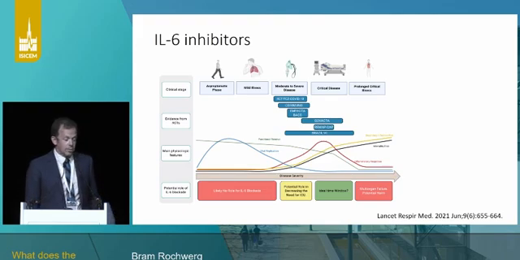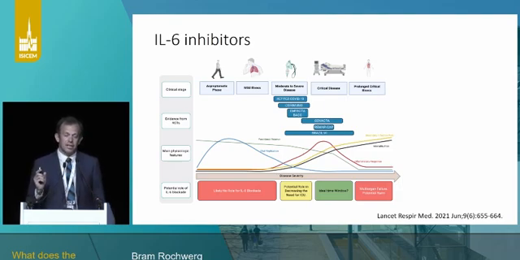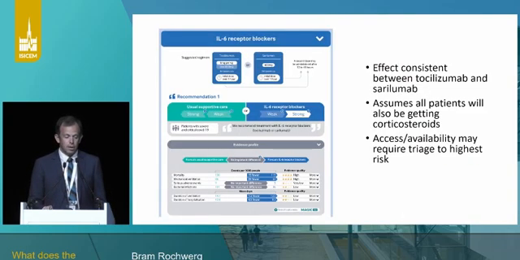The last agent, I realize I just have a moment more. The last agent that we've made recommendations on were IL-6 inhibitors. Probably if there is an optimal window for IL-6 inhibitors, it's right at that point of clinical deterioration.